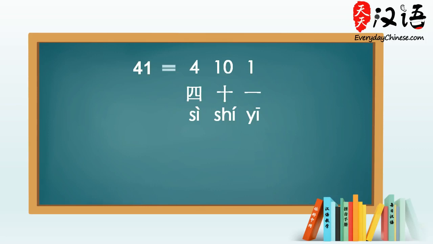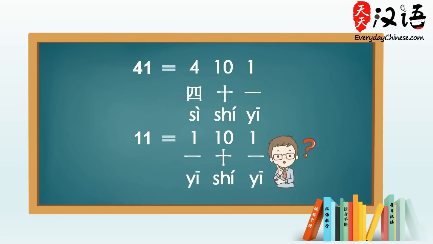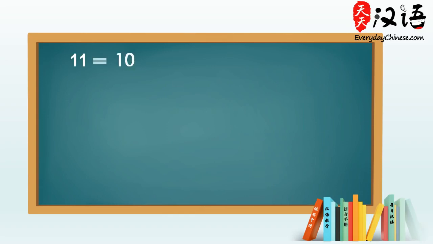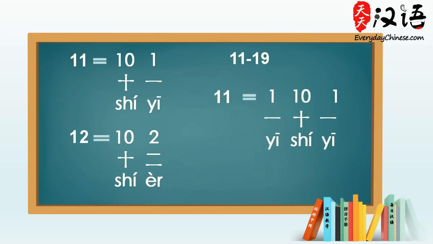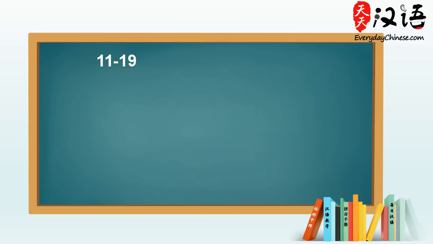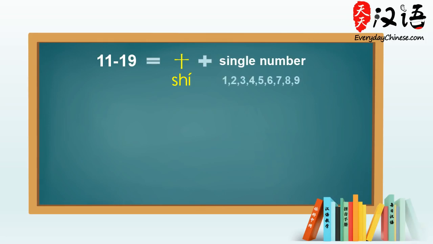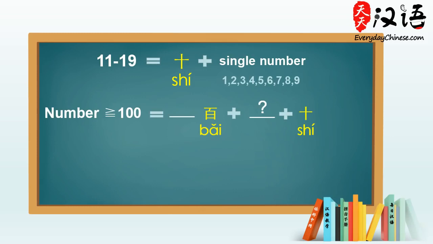So, following the same pattern, does it make more sense to say 11 as 一十一, stating the number of tens here? But in fact, when we say 11, we simply say 十一, and 12 is 十二. So, between 11 and 19, the rule of being explicit is not applicable, as we commonly assume that there is one ten, which is very obvious. To summarize, when we see the numbers from 11 to 19, we simply use 十, plus the basic single number from 1 to 9. However, when we see the numbers larger than 100, we should be more specific in stating the number of tens.